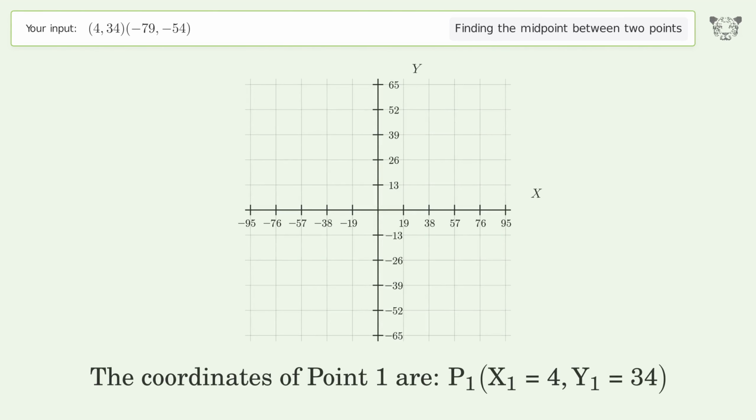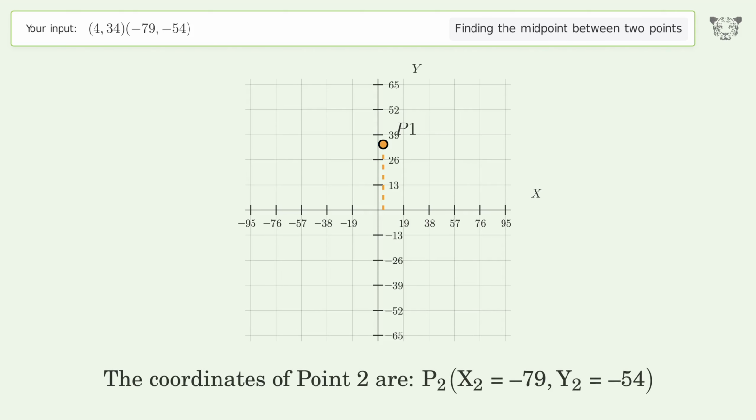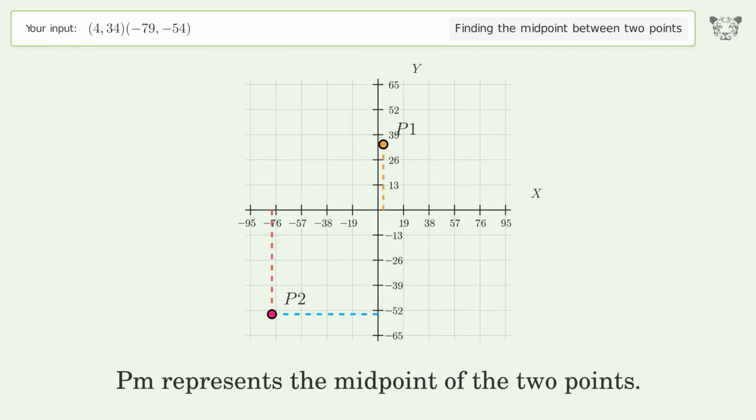The coordinates of point 1 are, x1 equals 4, y1 equals 34. The coordinates of point 2 are, x2 equals -79, y2 equals -54. PM represents the midpoint of the 2 points.